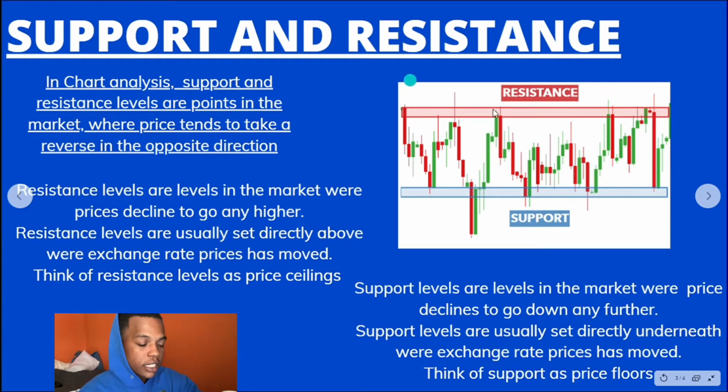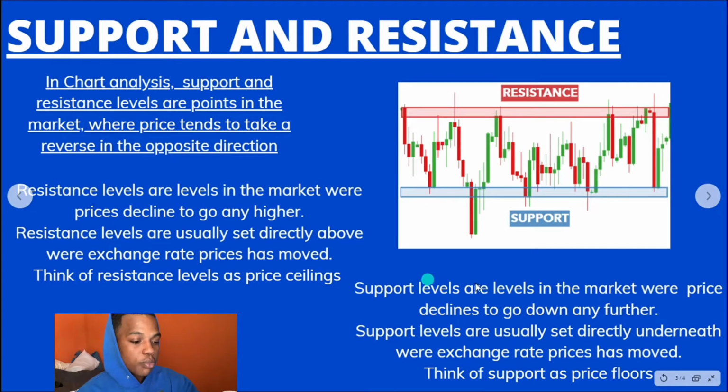You see this red area right here, this is our resistance level. Why? Because every time we got to this level, that price shot back down in the opposite direction. That's what we mean by resistance. We typically see price resisting that level. So whenever we see that, we know that the price will typically go in the opposite direction.